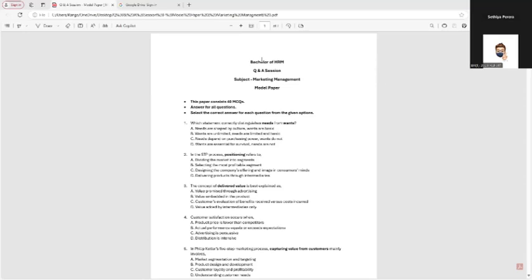The options: needs are shaped by culture, wants are basics; wants are unlimited, needs are limited and basic; needs depend on purchasing power, wants do not; wants are essential for survival, needs are not. So what is the answer? It is easy. I think you all got the correct answer. The answer is B, right? So the correct answer is B. Wants are unlimited, needs are limited.